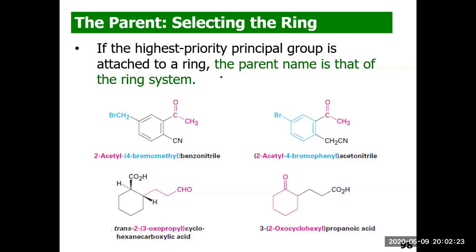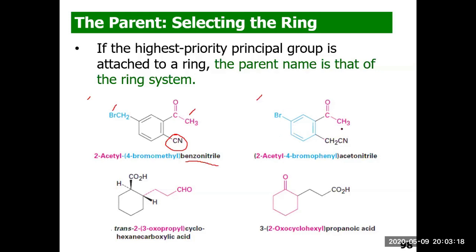So in this case, if the highest priority group is attached to a ring, then the parent name is that of the ring system. So we'll try to explain this using this example. So let's try to consider these two molecules here. These are isomeric compounds. This one is named as benzonitrile because the functional group CN is connected directly to the ring, and this one has a higher priority as compared to your ketones or to your alkyl halides.